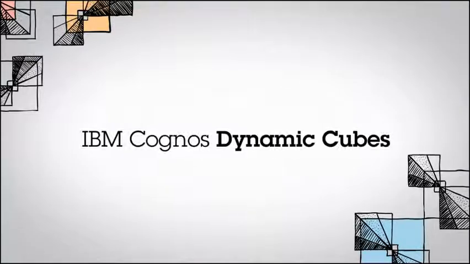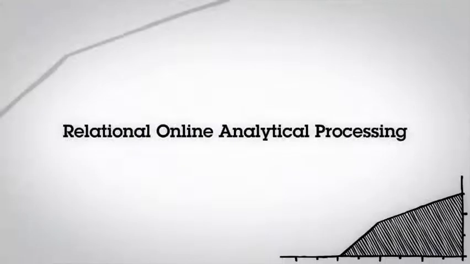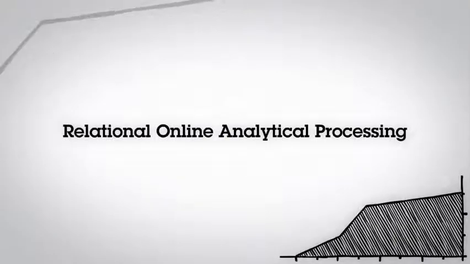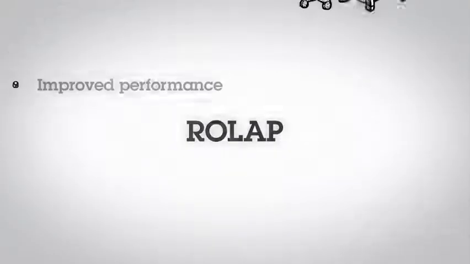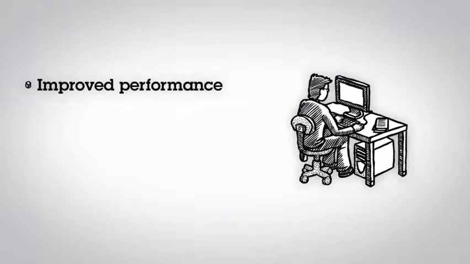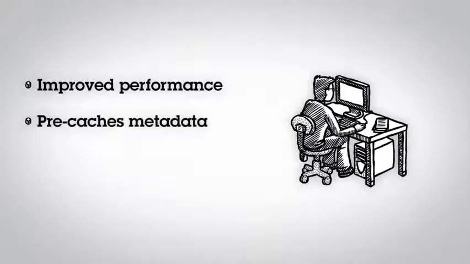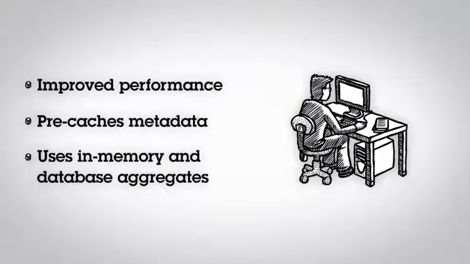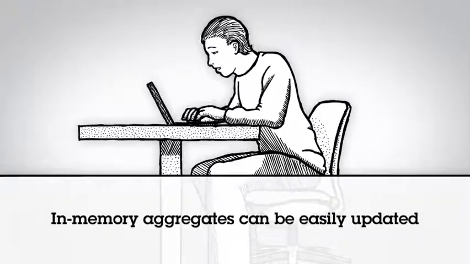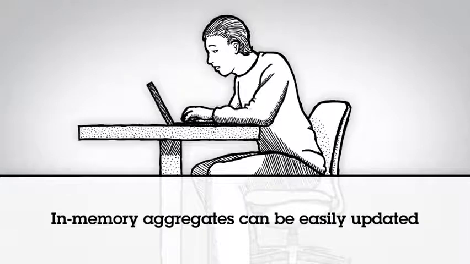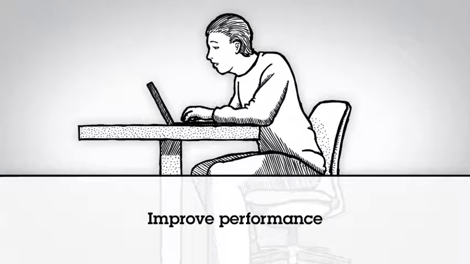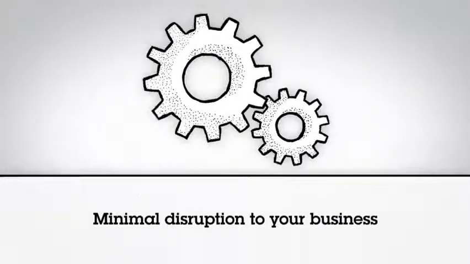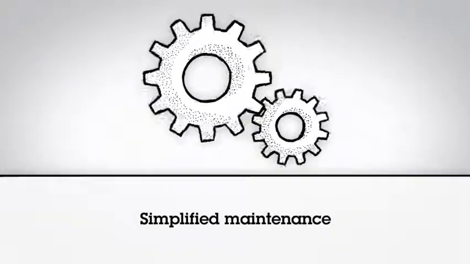IBM Cognos Dynamic Cubes, also known as In-Memory Relational Online Analytical Processing or ROLAP, provides improved performance for dimensional style reporting over relational data. It does this by pre-caching metadata and using both in-memory and database aggregates. What sets it apart is how the in-memory aggregates can be easily updated and tailored to improve performance for specific business needs, all without remodeling. You get minimal disruption to your business and simplified maintenance.